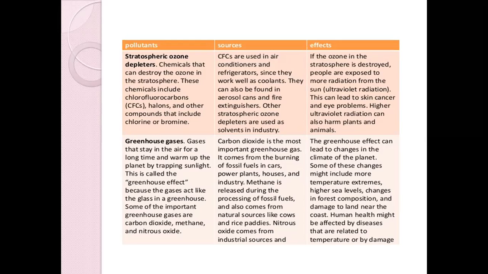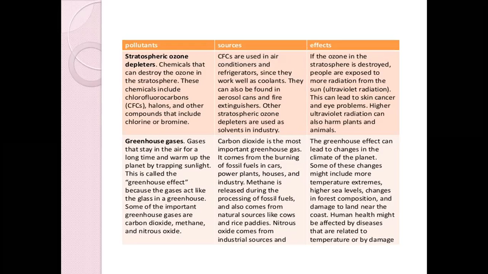So the gases that can stay in the air for a long time can warm up the planet by trapping the sunlight. This is called the greenhouse effect, because the gases act like the glass in a greenhouse. Some of the important greenhouse gases are carbon dioxide, carbon monoxide, methane, and nitrous oxide. These are the main gases which form the greenhouse effect. We call it that because it acts as a covering of the earth, and it produces many effects like global warming. It can have many effects on health.